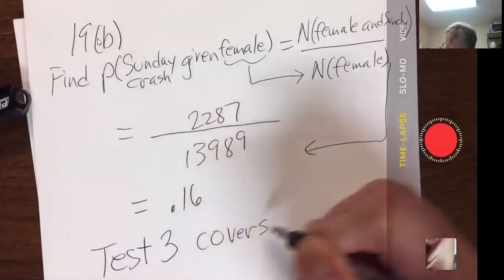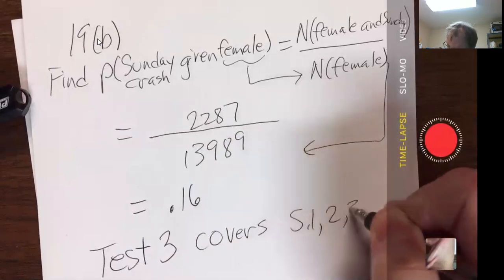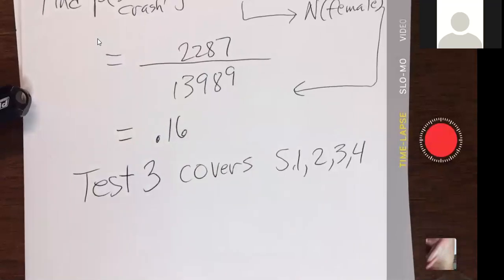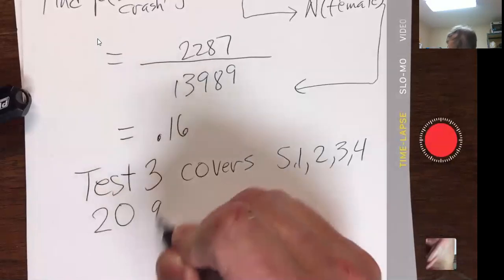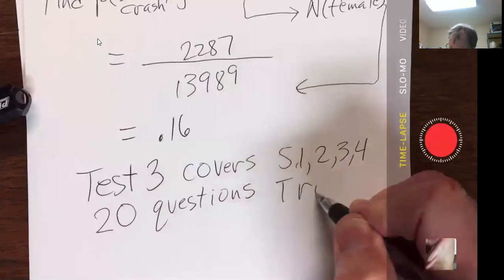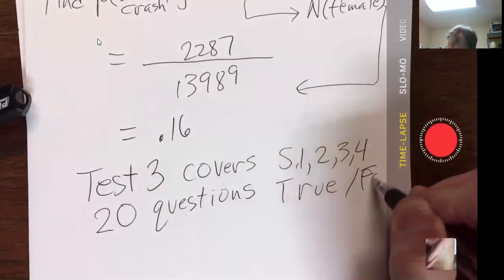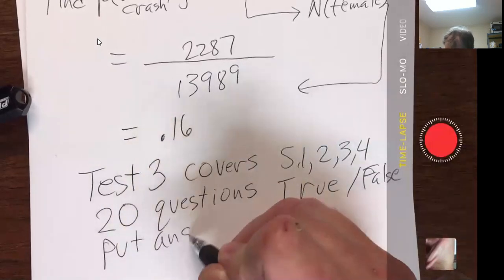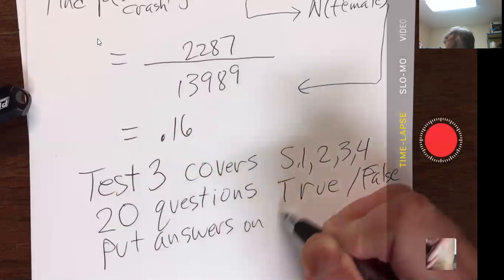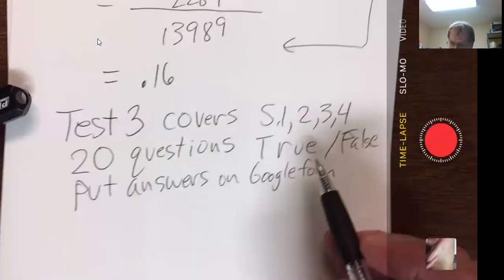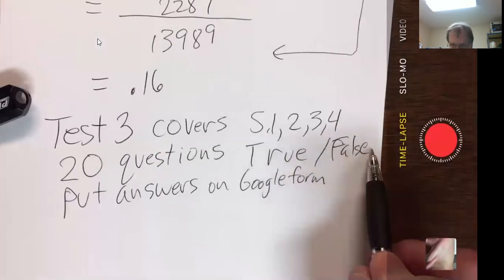It covers 5.1, 2, 3, and 4. Okay. And then we're still getting 20 questions or 30 questions? No, 20. Okay. Thank you. Yep. 20 questions. They'll be true, false. You'll put your answers on a Google form. Literally, just type the word true, type the word false.